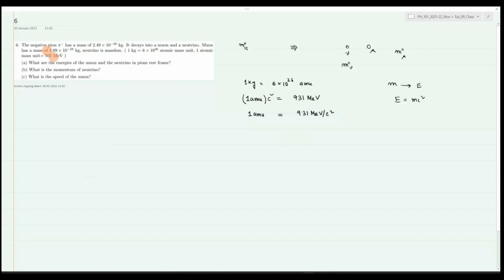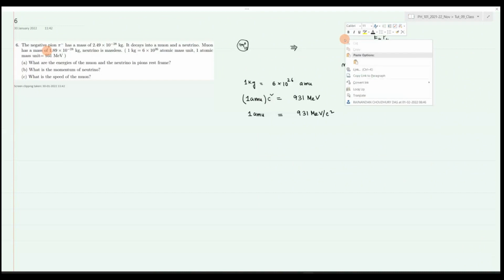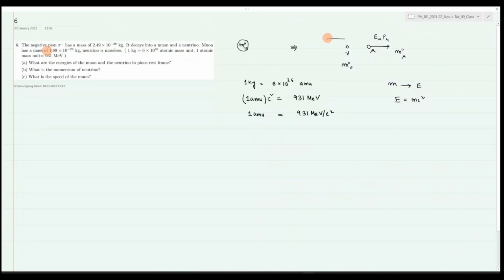Next, we will ask what are the energies of the muon and neutrino in the pion's rest frame. Suppose the pion is at rest. When it disintegrates, they will have some energy and momentum. Suppose the energy of the muon is E mu and momentum is P mu, and in the same way, the energy of the neutrino is E nu and momentum is P nu.